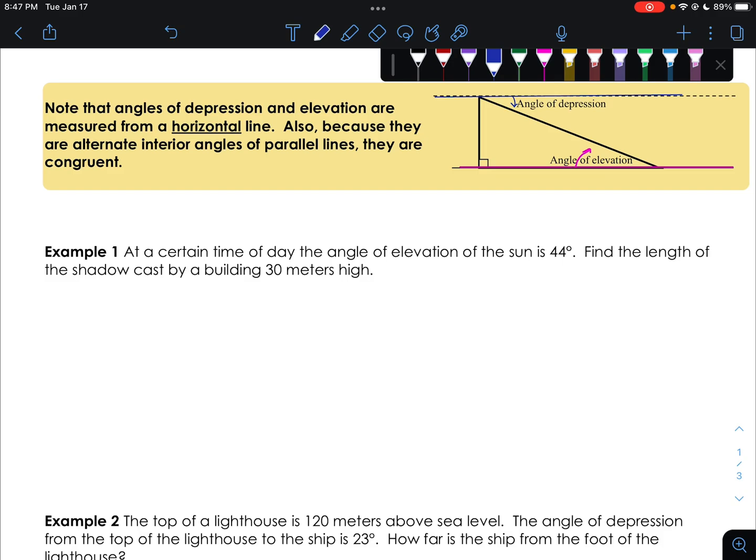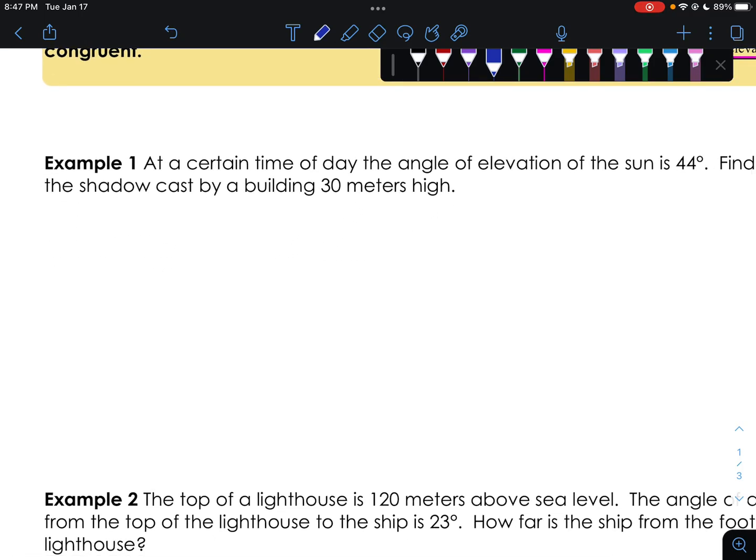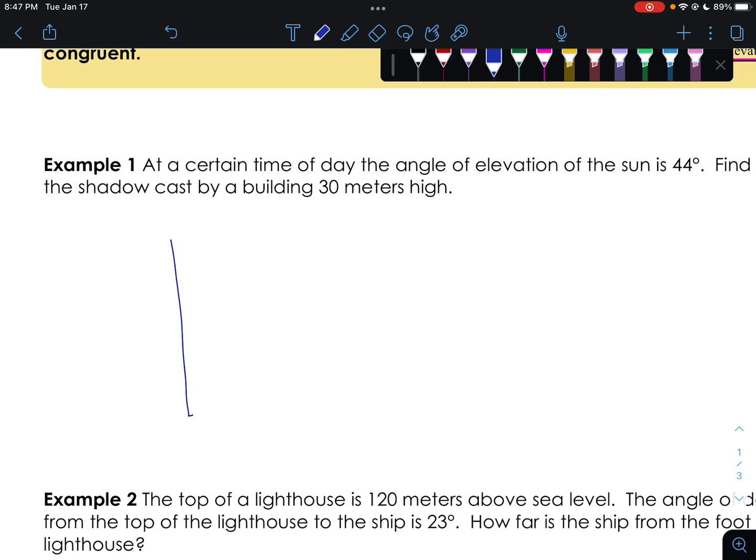So here we go. Example number 1. It says, at a certain time of day, the angle of elevation of the sun is 44 degrees. Find the length of the shadow cast by the building that is 30 meters high. First thing, we know that we have a right triangle, so let's go ahead and draw it.